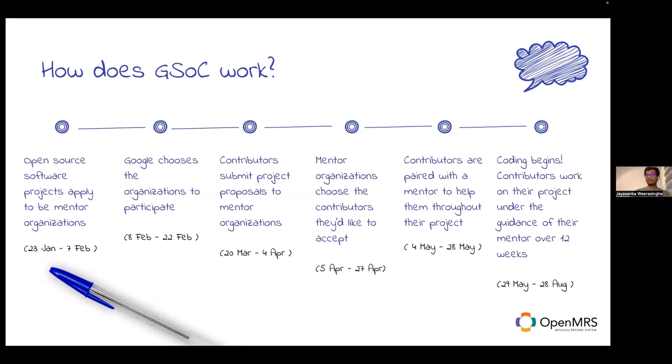Then organizations can have a set of project ideas, and students can also come up with their own idea for the organization. They have to come up with a proposal. The organizations will go through your proposals and select one student per project. Usually an organization has around 10 projects. This year, I think OpenMRS has around 8 to 9 projects, so we are selecting one student per project.